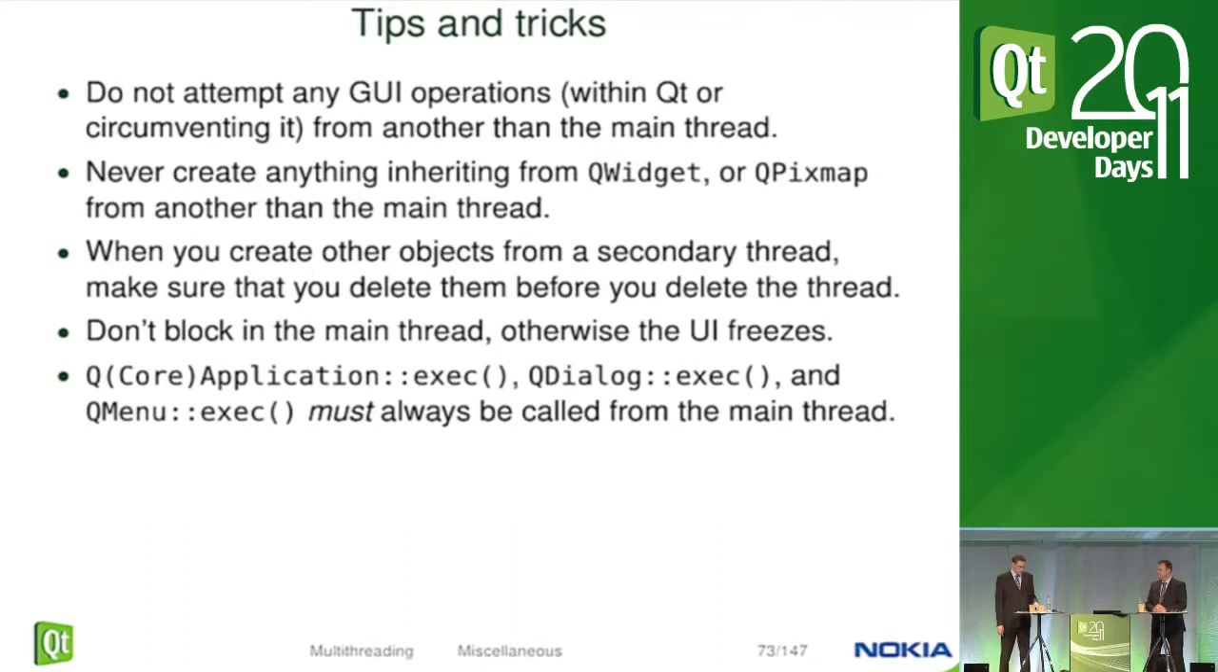Fair enough. A few final tips and tricks here. The first one: do not attempt any GUI operation from another than the main thread. So on a secondary thread, don't do anything that goes to the GUI. Why is that? Because the GUI could be your X server, and your X server is anything but thread safe. So that will most likely crash, and Qt is full of asserts that will terminate the application if you actually try that.